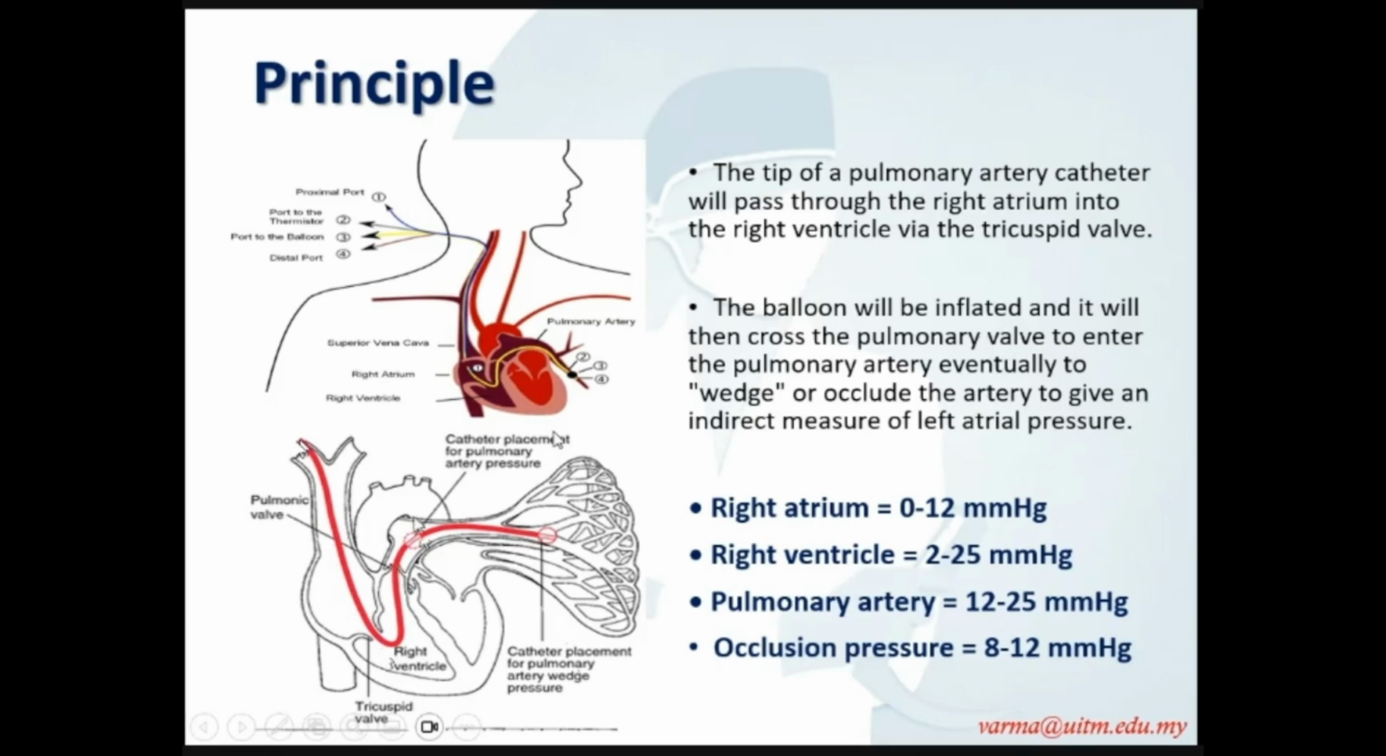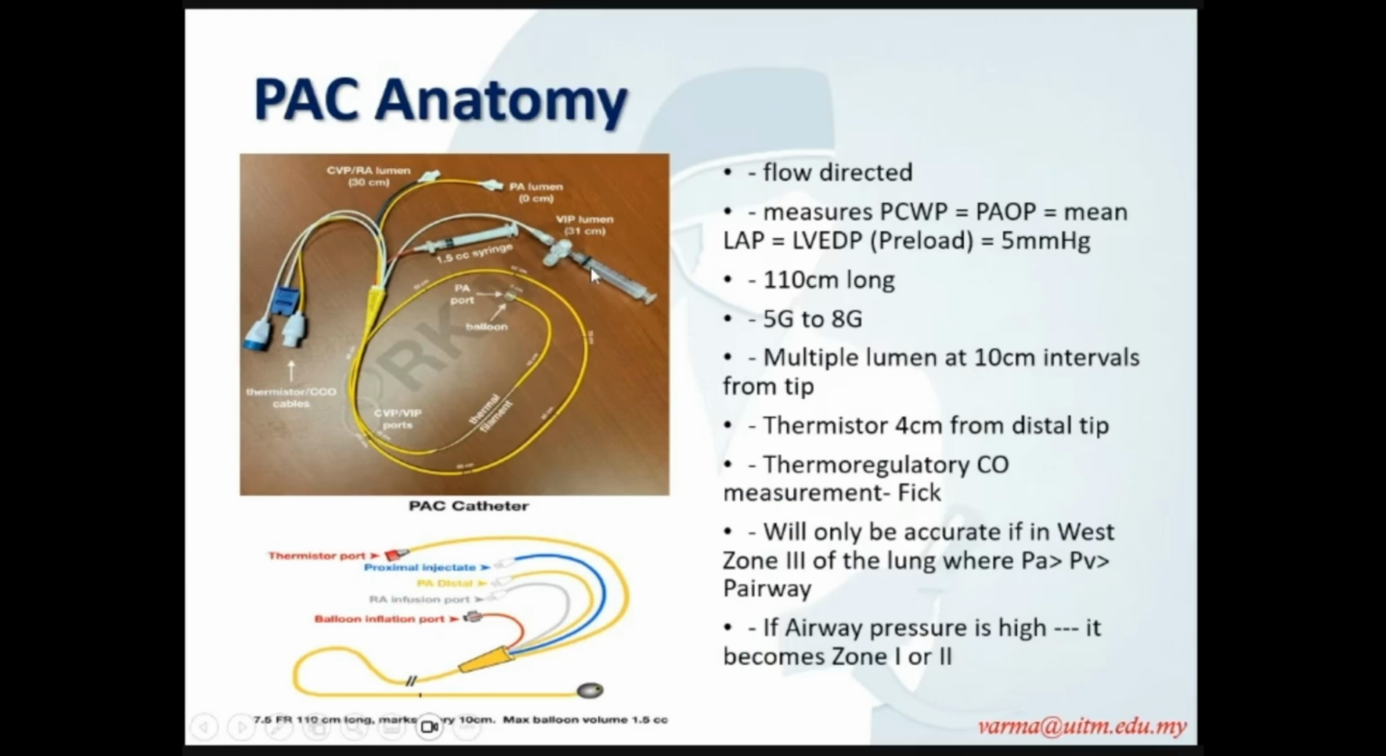We never inflate the balloon early. The balloon will only be inflated at the pulmonary artery. We just let it go, flow, flow, flow. Then the balloon will be inflated and it will cross the pulmonary valve according to the flow and enter the pulmonary artery and eventually wedge. When you inflate your balloon here, it can only be inflated to 1.5 cc. This syringe is to inflate the balloon. It only allows you to inflate 1.5 cc, not more than that. It is already locked at 1.5 cc.